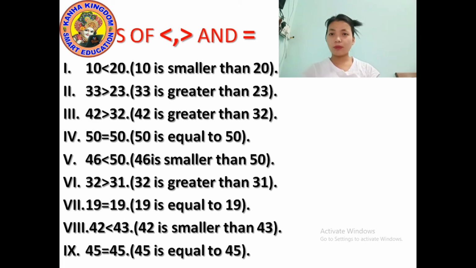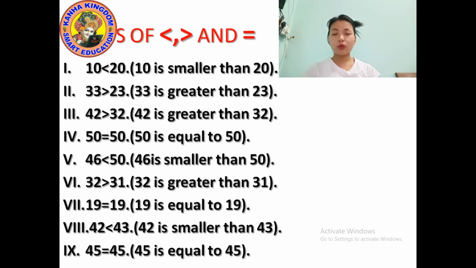Now let's move to the next, that is 42 is smaller than 43. Everyone knows that 42 is smaller than 43, right? But if you write "smaller than", then it takes lots of time. So to save time, we write the symbol of smaller than between the numbers 42 and 43.